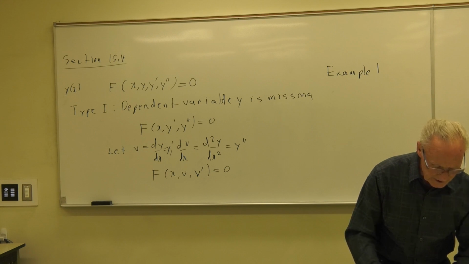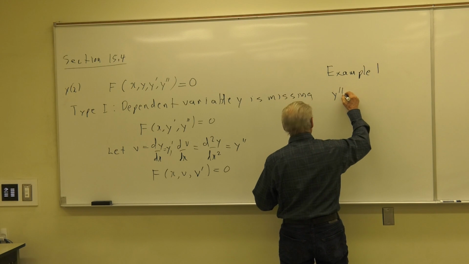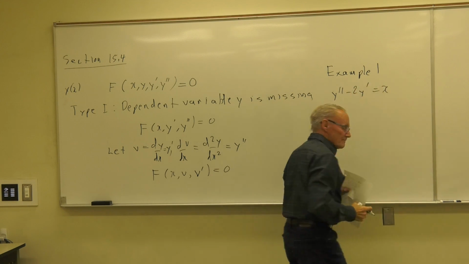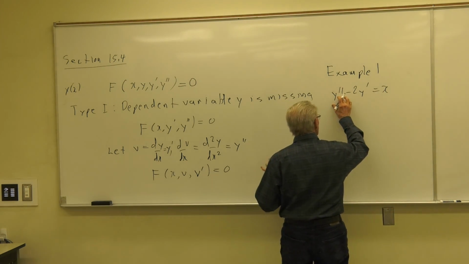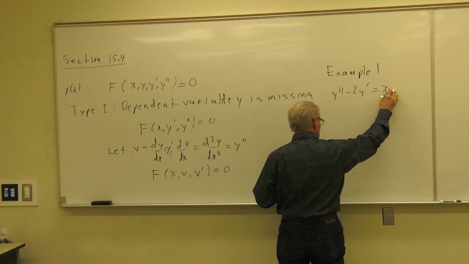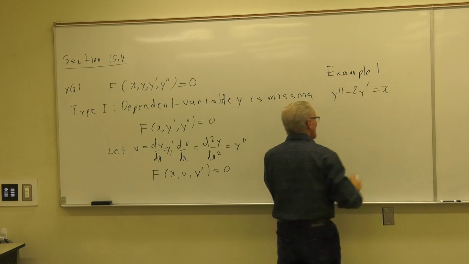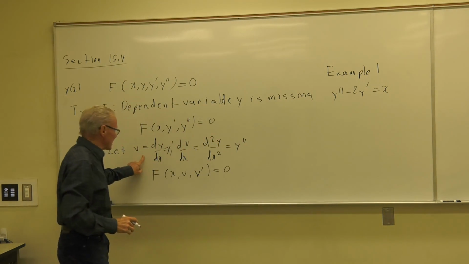So here's this first example. y double prime minus 2y prime is equal to x. So you can see that it indeed falls into this category. You see the y double prime, you have to. You see some x, but you don't have to. You see some y primes, but you don't have to. But here, no y's by themselves. So it's falling into this category.